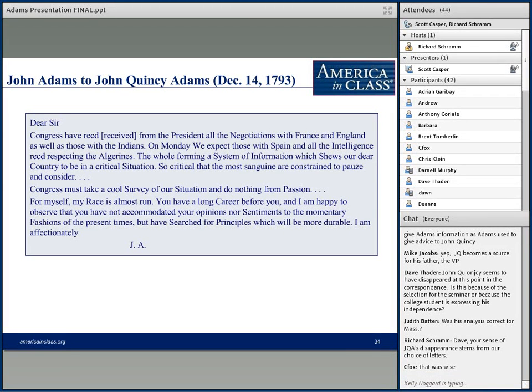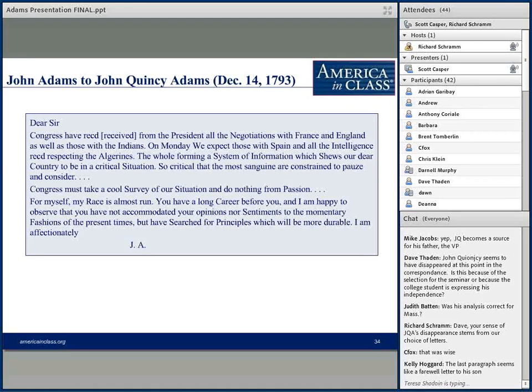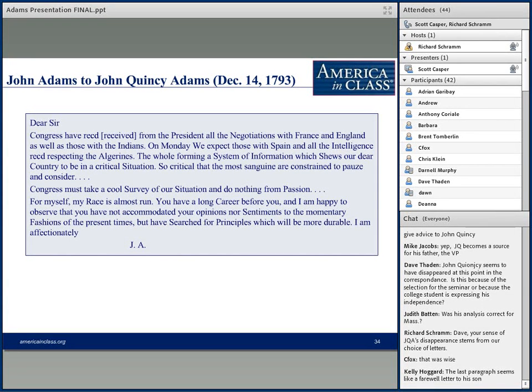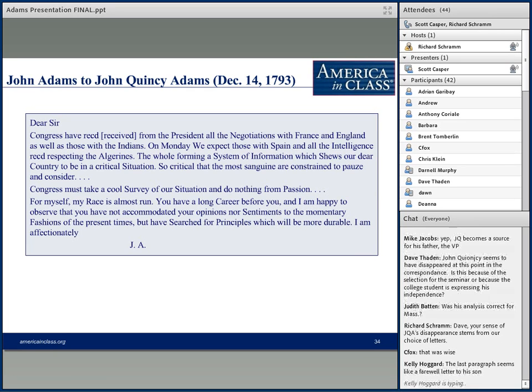For myself, my race is almost run. You have a long career before you, and I am happy to observe that you have not accommodated your opinions nor sentiments to the momentary fashions of the present times, but have searched for principles which will be more durable. I am affectionately, J.A. And Kelly writes, that last paragraph seems like a farewell letter to his son.